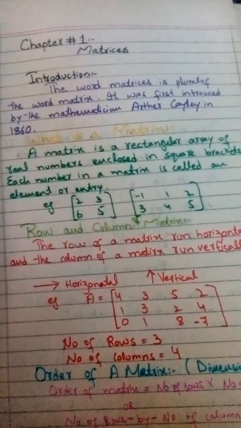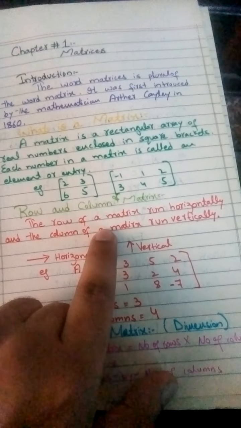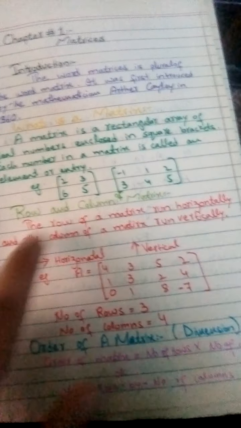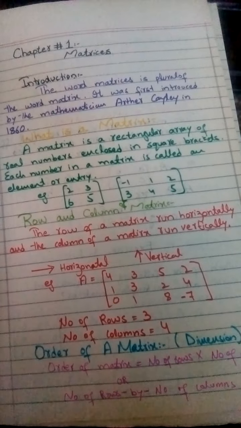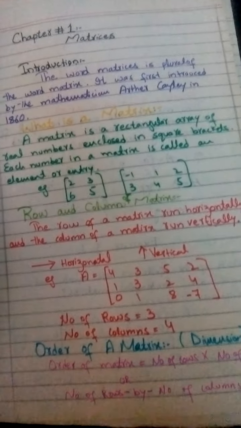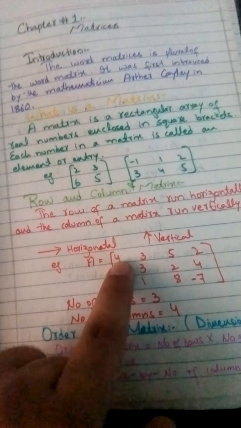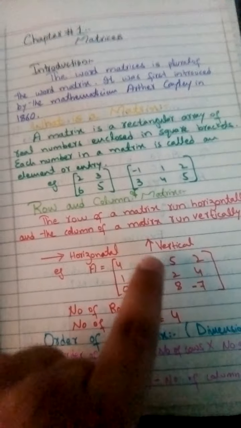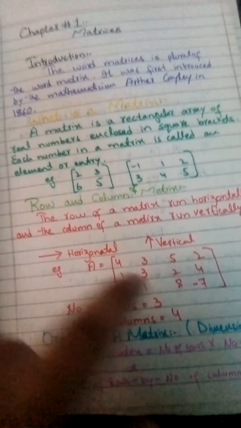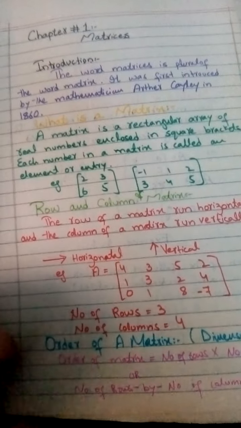Now, what are a row and a column of a matrix? The rows of a matrix run horizontally and the columns of a matrix run vertically. When you see the numbers in horizontal form like this, these are rows. For example, you will see 4 3 5 2, 1 3 2 4, 0 1 8 7. These are 3 rows of the matrix. And the vertical numbers are called columns of the matrix.